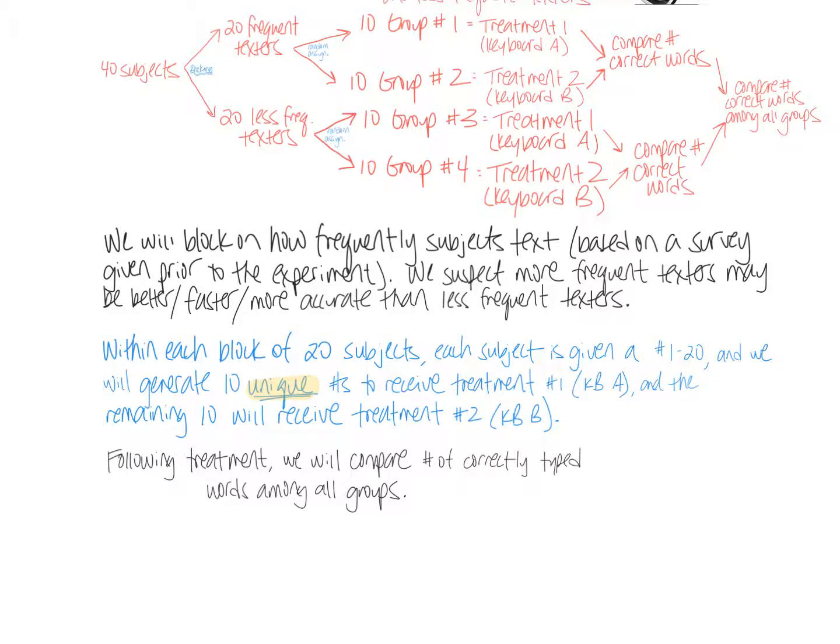And so, as a conclusion just to wrap up, what are we doing at the end of this experiment? We blocked them, then we randomly assigned them. What are we doing once we have done that and we've given our treatments to all of our individuals? Following the treatment, what are we actually looking at? We're comparing the number of correctly typed words. Sorry about the bell. Following treatment, we're comparing the number of correctly typed words among all groups.